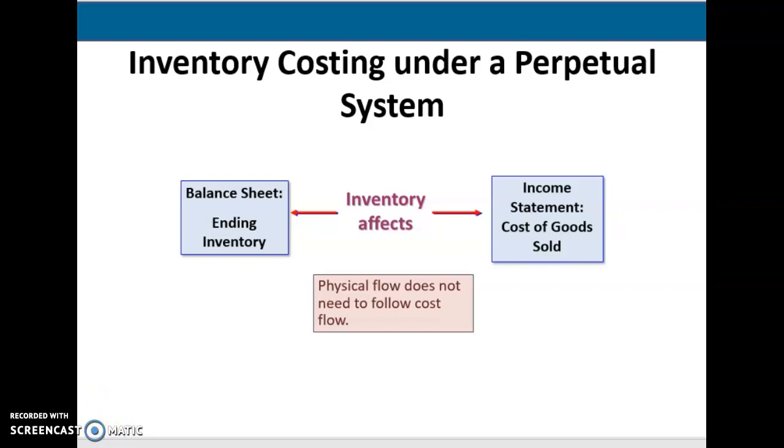Let's just back that up a little bit. So we're not going to go to the practice set quite yet. Let's look at our inventory costing under our perpetual system. We have our balance sheet ending inventory and the income statement cost of goods sold. The physical flow does not need to follow the cost flow.